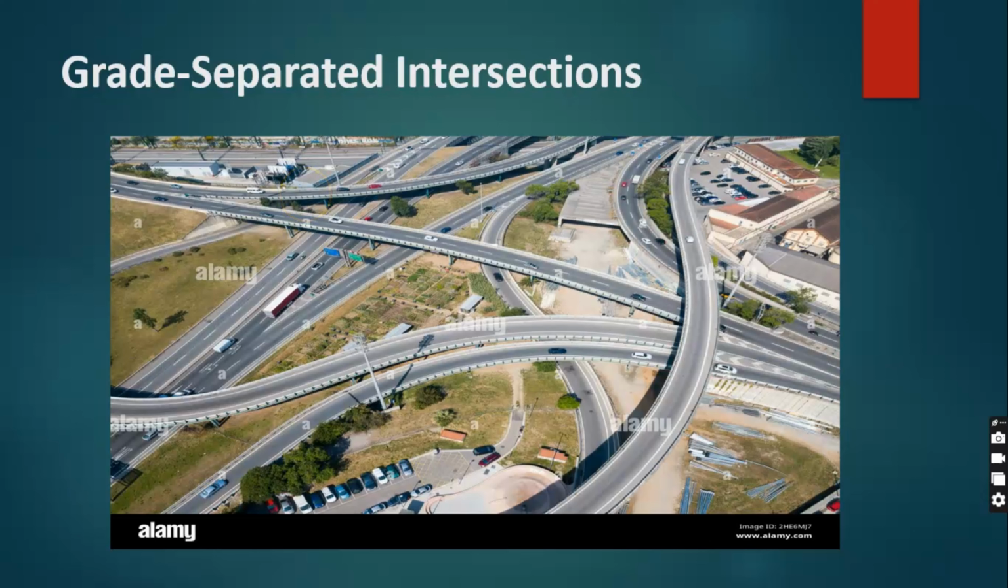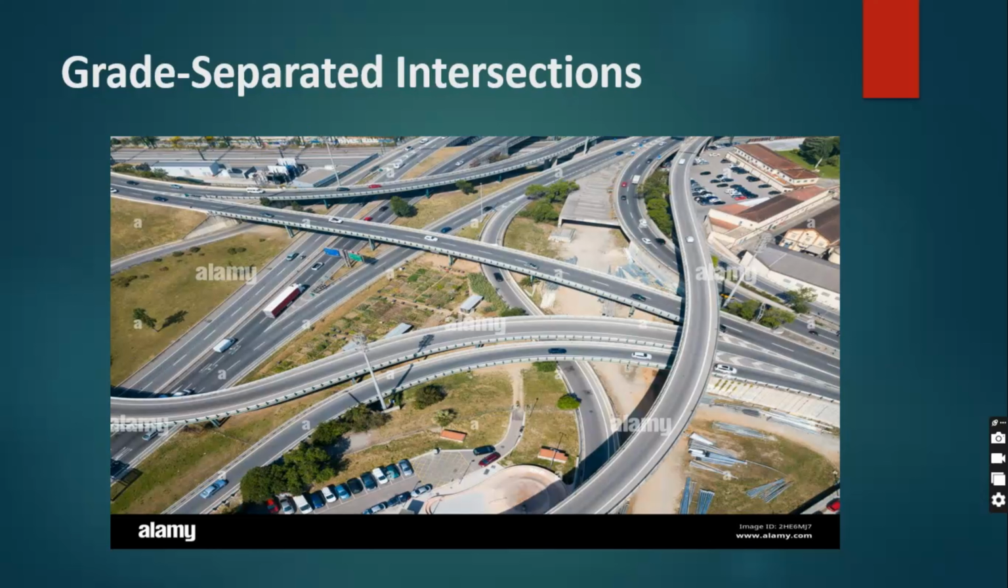So also under the grade separated intersections, we have what we call the overpasses, just like we have in this picture. This is what we call the overpass. We also have the underpass. The overpass is one road traveling above another. So the one traveling above is what we call the overpass, and the road that goes below is what we call the underpass. Then we have the interchange.